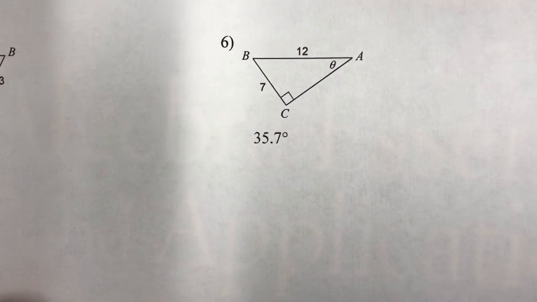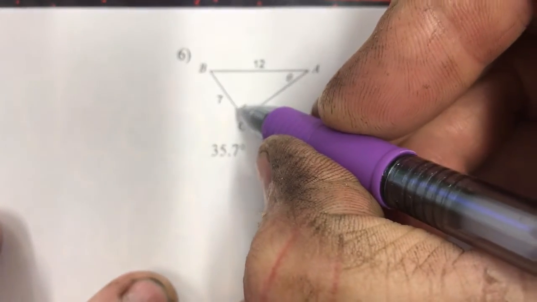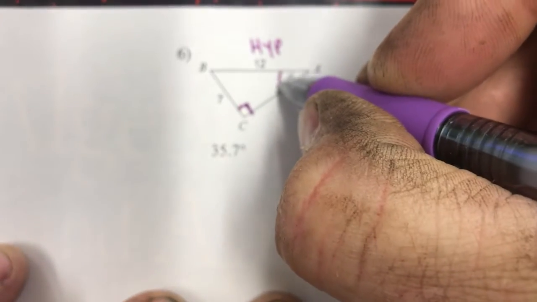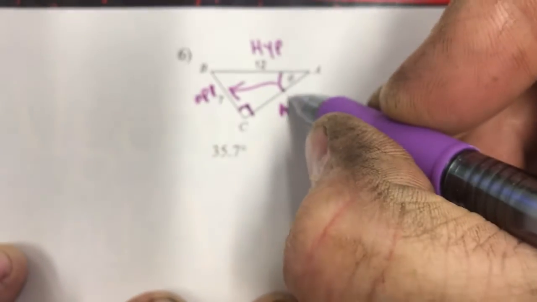Man, the first 5 are all tangent. Here's one that's not a tangent one. So I label my sides. Here's my right angle, which means here's my hypotenuse way over here. Here's my theta, which means there's my opposite. And right here's my adjacent.